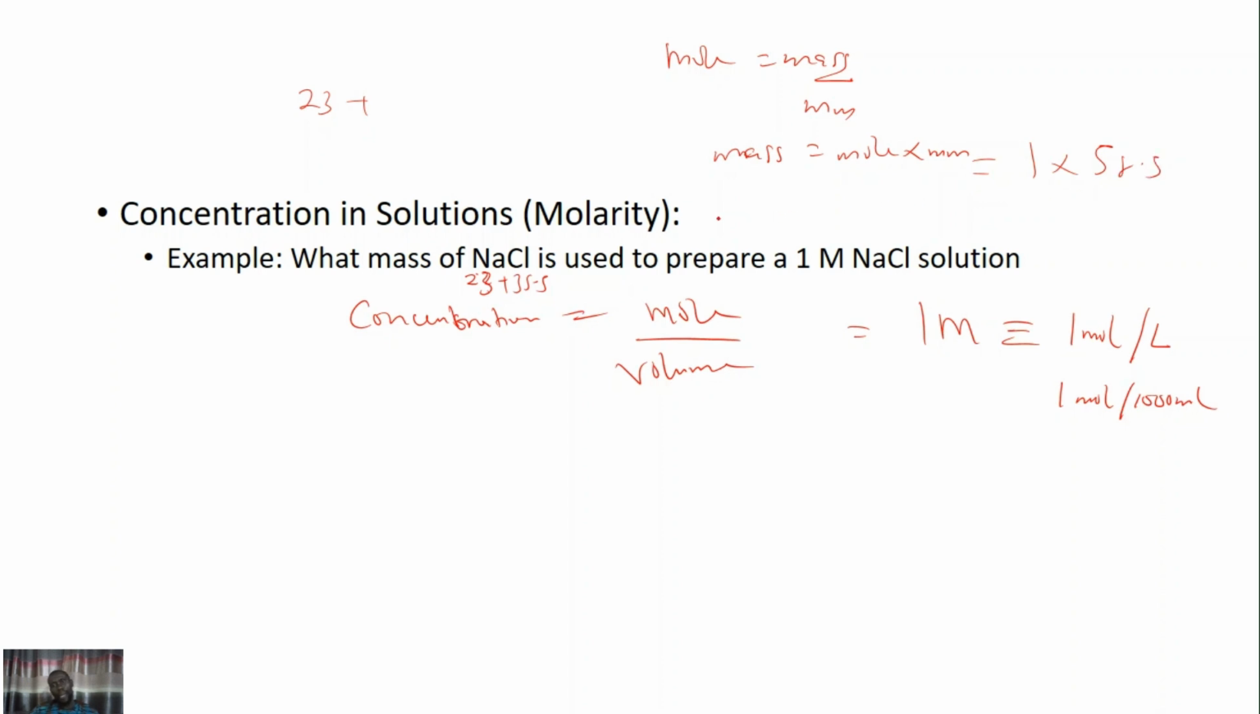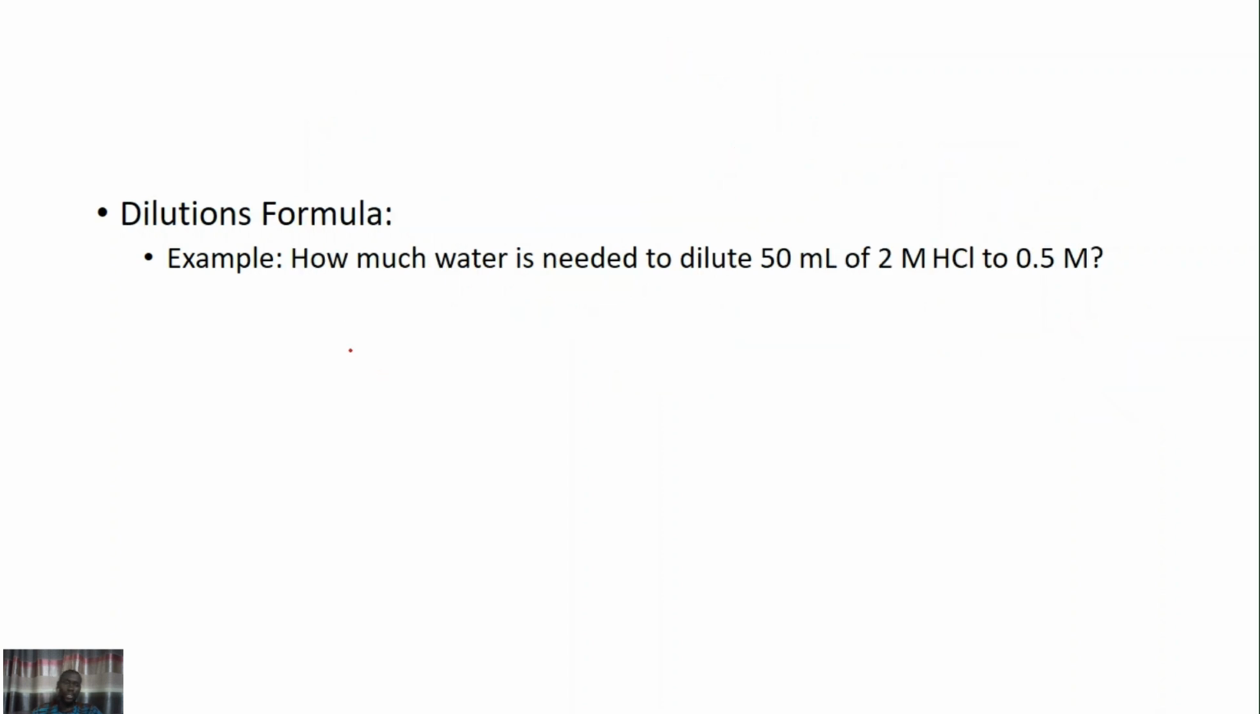So the mass that will be required will be equal to 58.5 gram of sodium chloride, which will have to be dissolved in 1 liter to give a 1 molar solution of sodium chloride. Okay, so this is how you'll be calculating the concentration using the mole, or you may be asked to calculate the mass of the substance that you will need to form that concentration.